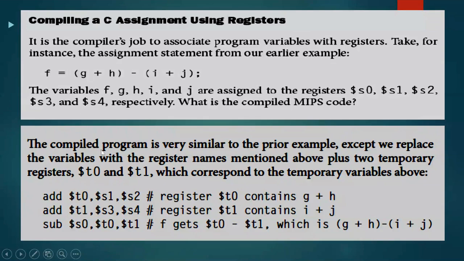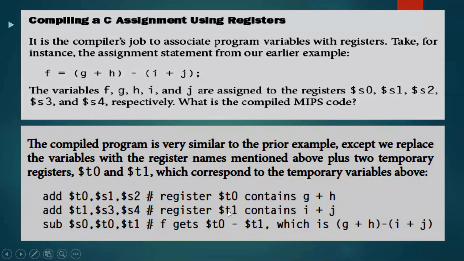So here, g and h are stored in S0 and S1. This is the code: add $T0, which is used to store the result, comma $S0 comma S1. Now register T0 contains the value of g plus h, because g is stored in S0 and h is stored in S1. Next, you're going to do i plus j. I is stored in $S2, j is stored in $S3. In T0 you have g plus h, so you're going to use the next variable with $T0 comma $S3 comma $S4, because in S3 you have i and in S4 you have j.